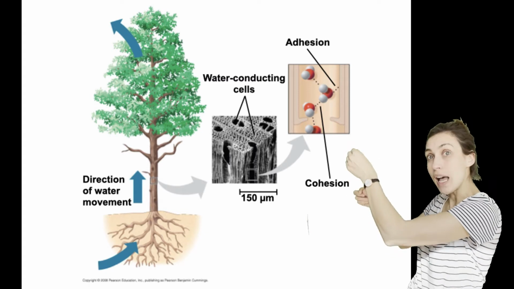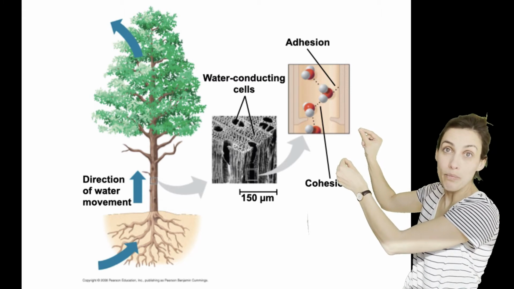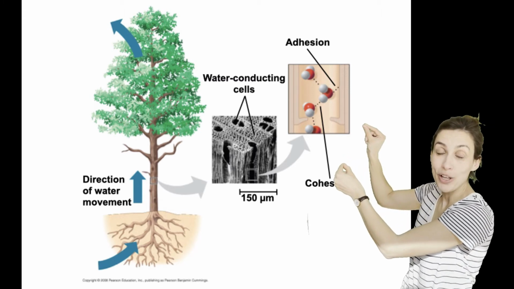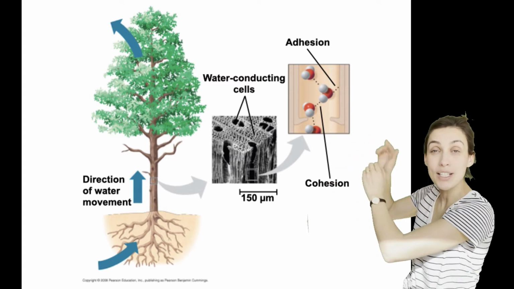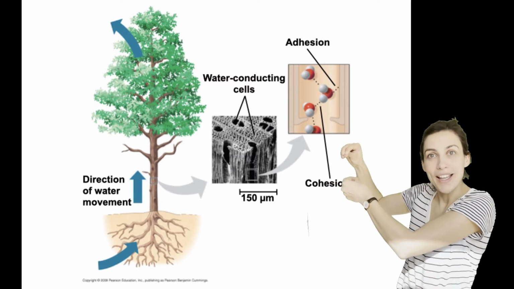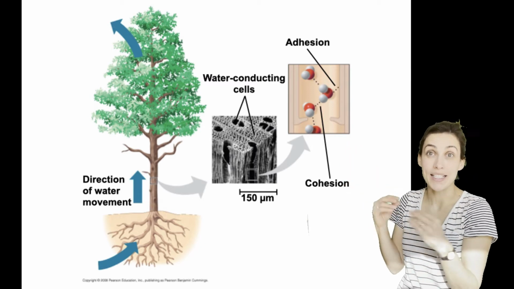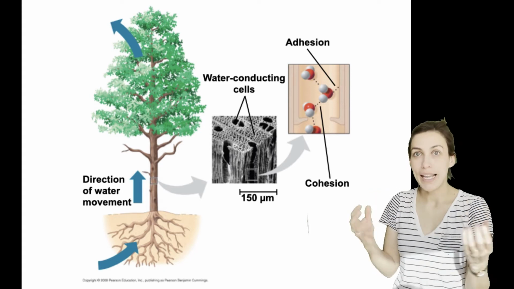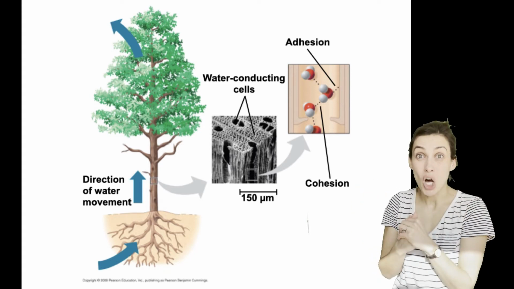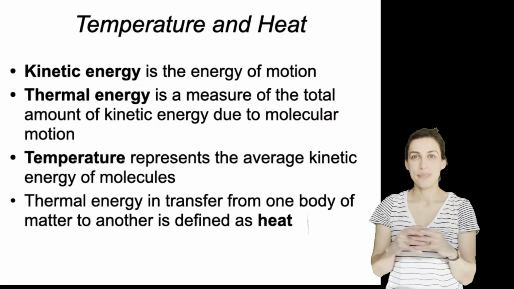And then when it's up here, it can feel the pull from the next polar molecule that makes up the straw, and so on and so forth. And then one water molecule helps to pull up the one that's coming below it. It's a really cool system, and without it, plant life would be impossible. At least plants that are multi-celled.